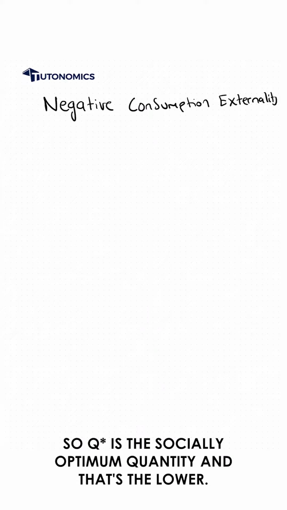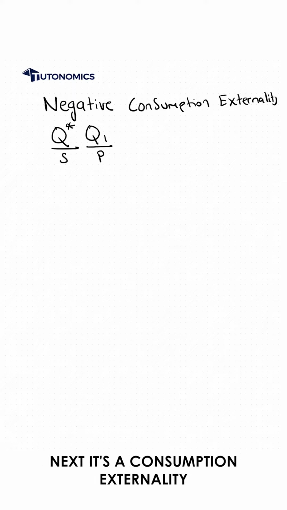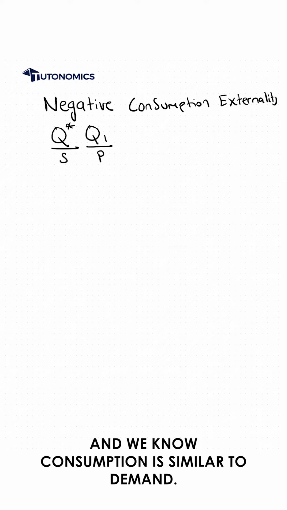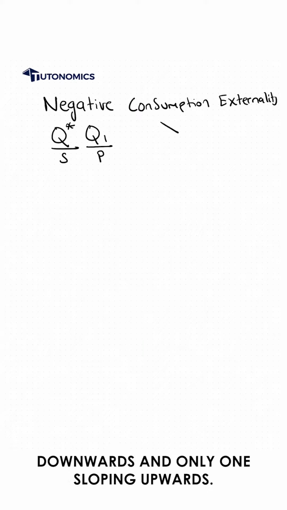So Q star is the socially optimum quantity, and that's the lower. Q1 is where the private market is, and that will be higher. Next, it's a consumption externality, and we know consumption is similar to demand. Therefore, there will be two curves sloping downwards and only one sloping upwards.